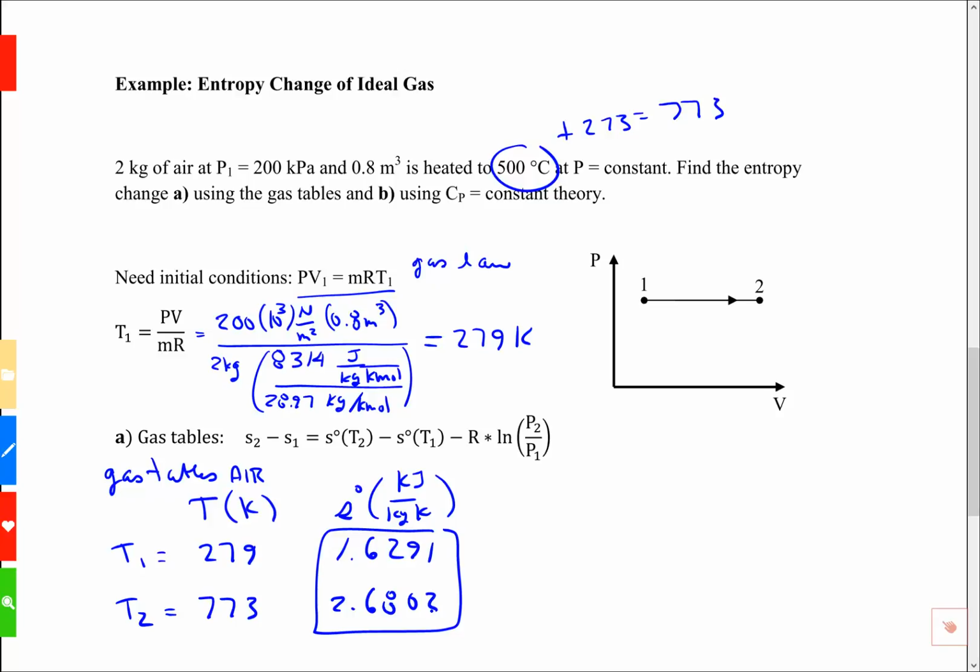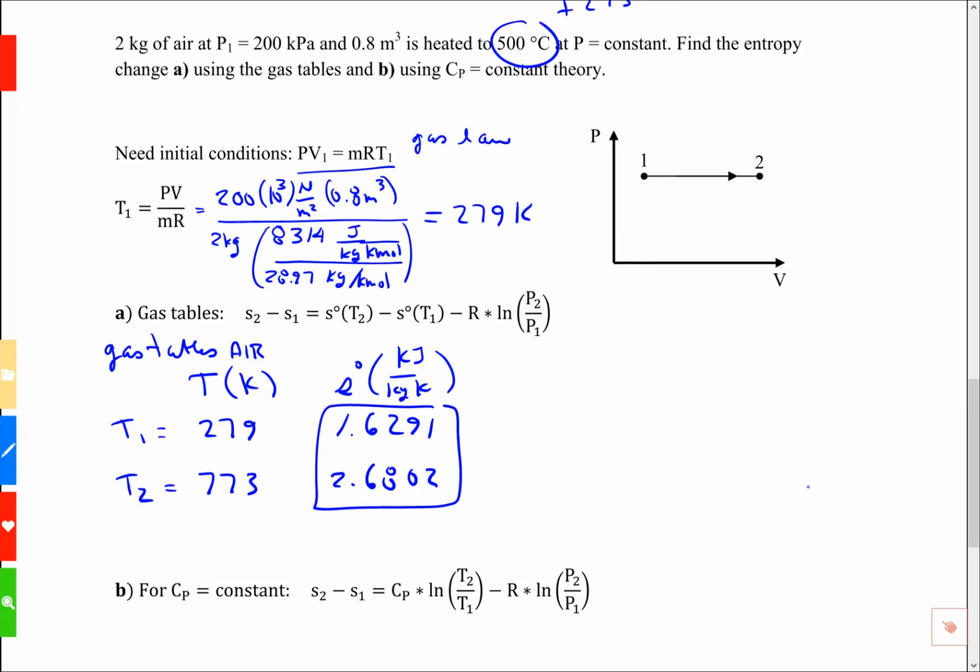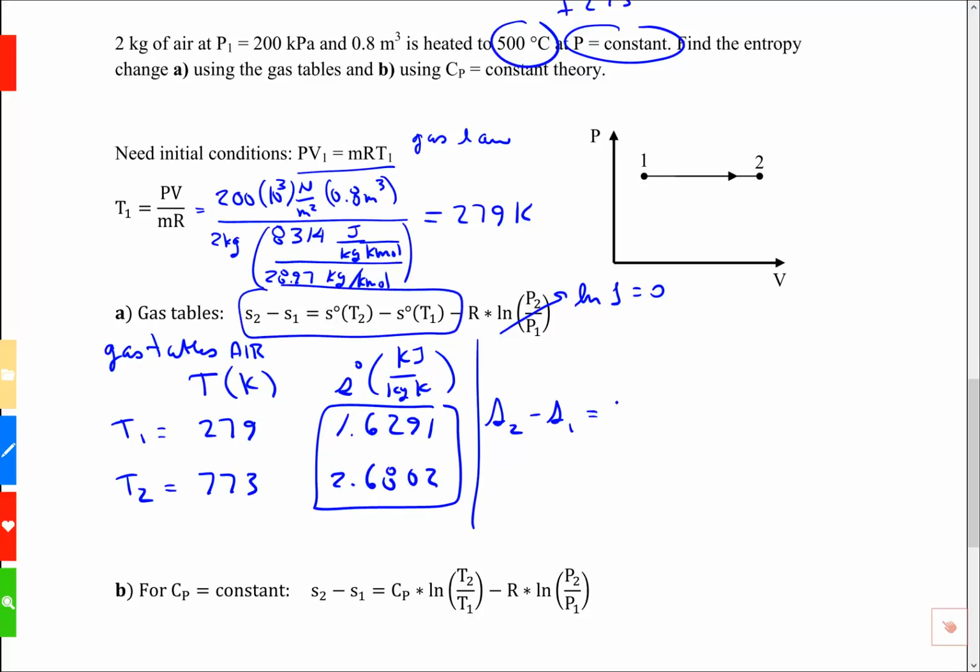All right, so now we're ready to do the calculation here. Let's have one comment. This is a constant pressure process. So P2 over P1 is equal to 1. This term is going to cancel because the natural log of 1 is equal to 0. So all we have left is S2 minus S1 is the difference in the S super 0 term. So S super 0 at T2 is 2.6802. S super 0 at T1 is 1.6291, and the change in entropy then is 1.0511, and that's in kilojoules per kilogram per Kelvin. That's the units of entropy. That takes care of part A.